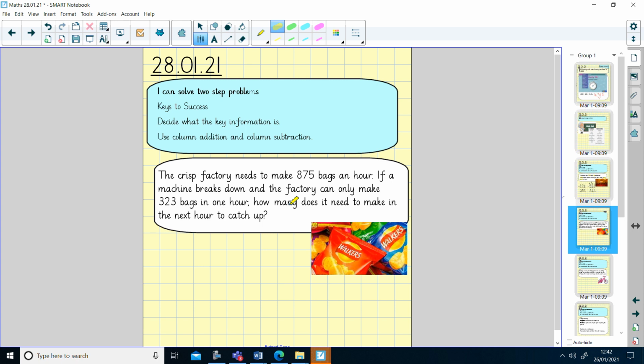So how many bags of crisps do they make an hour? They make 875. If the machine breaks down, they can only make 323. So that first part is asking us the difference. How many bags does it need to make in the next hour to catch up? So that part there is asking us the difference, but if the machine is fixed, it's also going to need to be added to that 875. We'll talk about that a little bit more in a moment. Let's work out the difference to start with between these numbers.